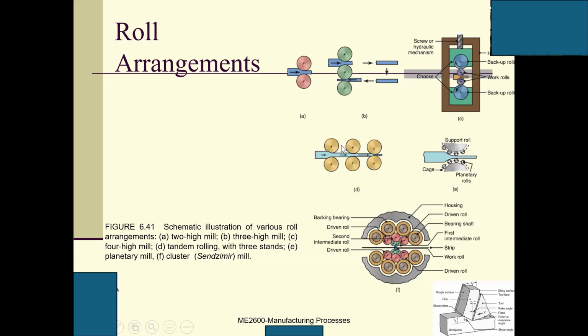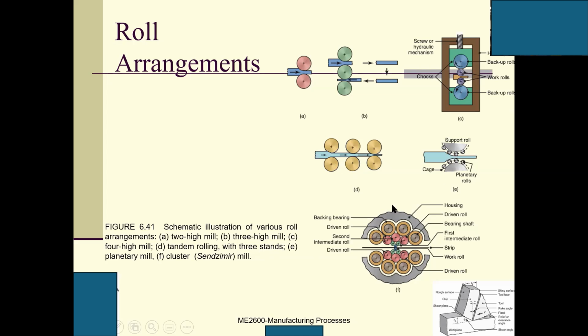Here is another one. This is a two-high mill. Dr. Eric Malik is the expert here for this milling. This is a 3-high mill, and this is C. This C is a 4-high mill: 1, 2, 3, 4. And D is tandem rolling. This is the first pair, second pair, and third pair, with 3 stands. E is the planetary mill, just like a planetary system.